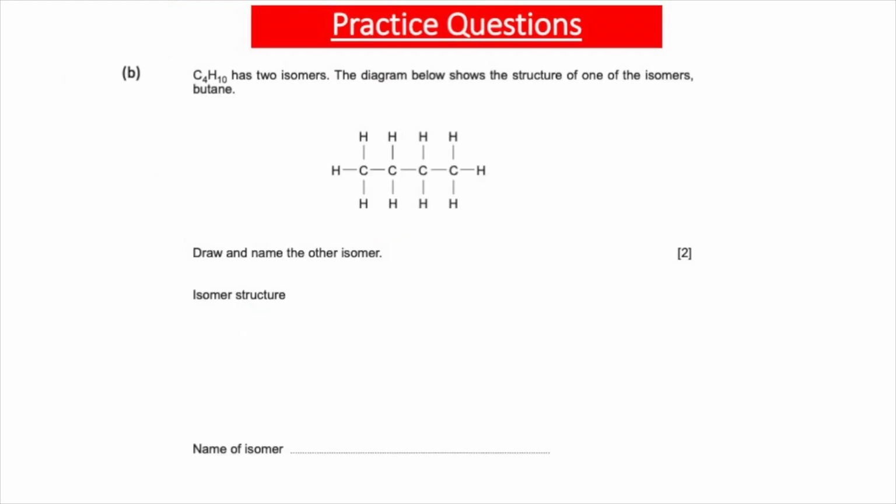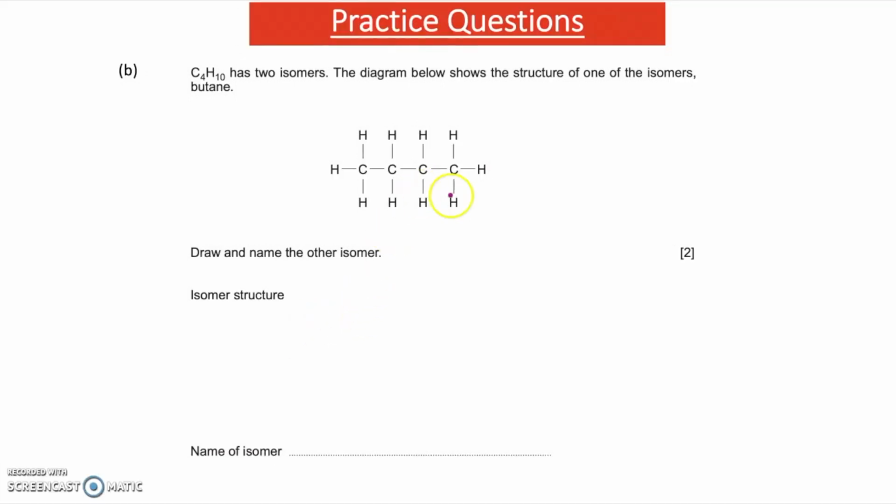So for part B, the question says C4H10 has 2 isomers. The diagram below shows the structure of one of the isomers, butane. Draw and name the other isomer, and it's a 2-mark question. Well, when drawing isomers of alkanes, you have to remember there's no functional group, so you can't move the functional group to a different position. It doesn't have a carbon-carbon double bond, it doesn't have an OH group.